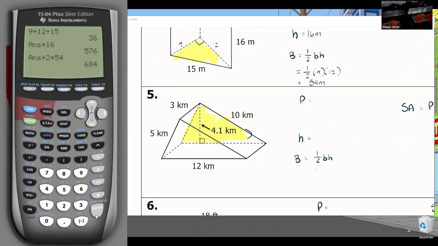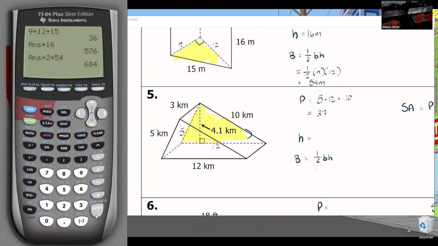So perimeter is distance around. Do we have enough information? We know that's a 5. And we know that's a 12, so perfect. 5 plus 12 plus 10 is 27.